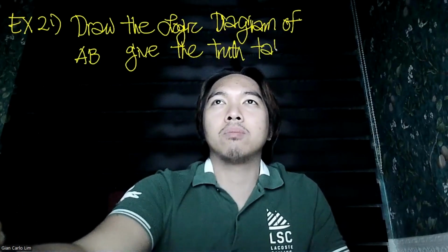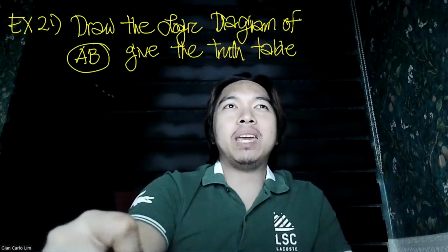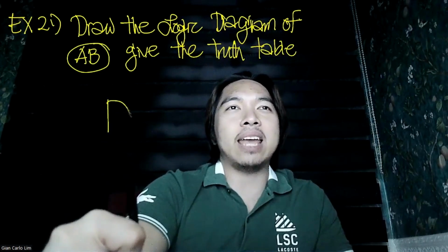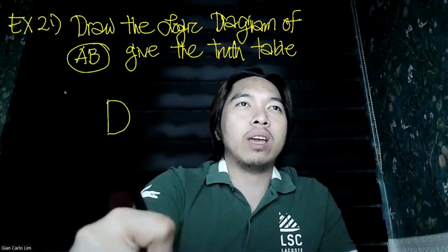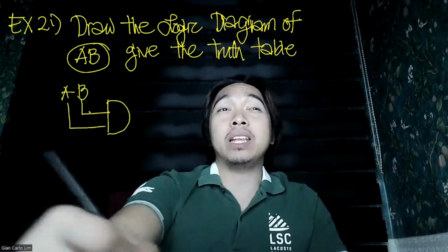Truth table. Okay, so AB lang. So AB, nakaganyan, so that would mean that is AND. So we have two inputs, A and B. Simply, nakapasok lang siya ng ganun. Pwedeng mag-interchange yan.